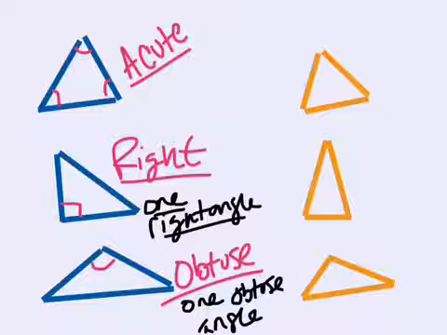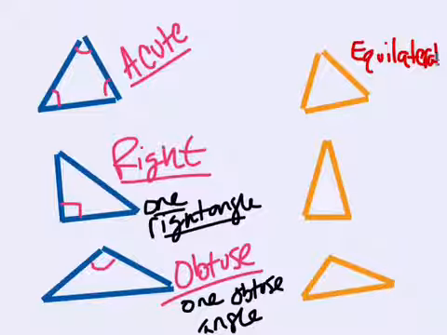Now we also have classifications based on sides. And just like classifying triangles by their angle, there are three different classifications based on the relationships formed by the sides of the triangles. So the first one, this is the one we have up top here. This is what we would call an equilateral triangle. And what makes an equilateral triangle different than the other two is that all three sides are the same, signified by these hash marks here.